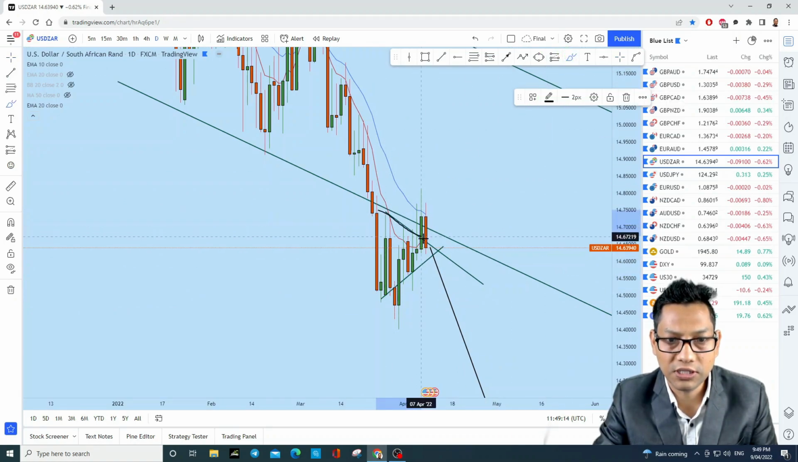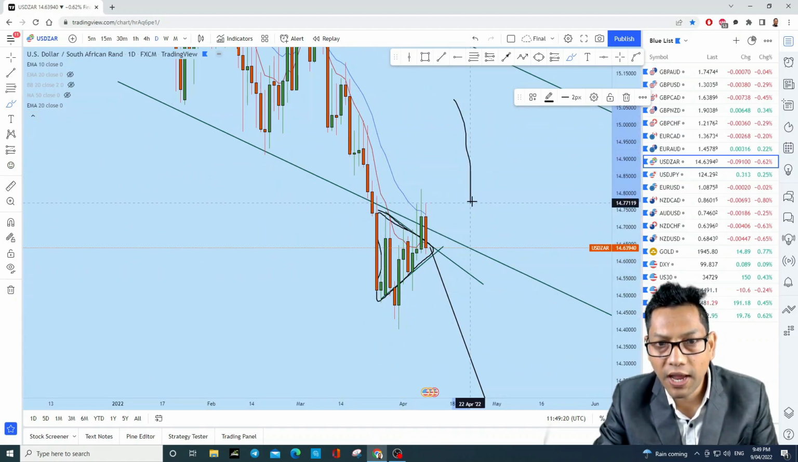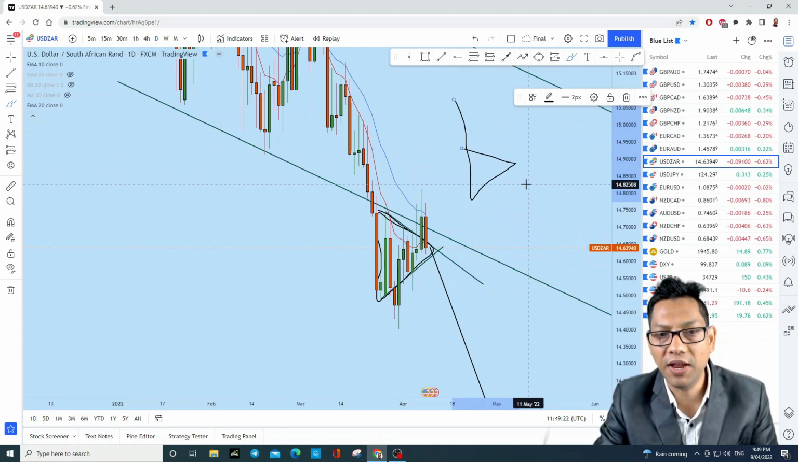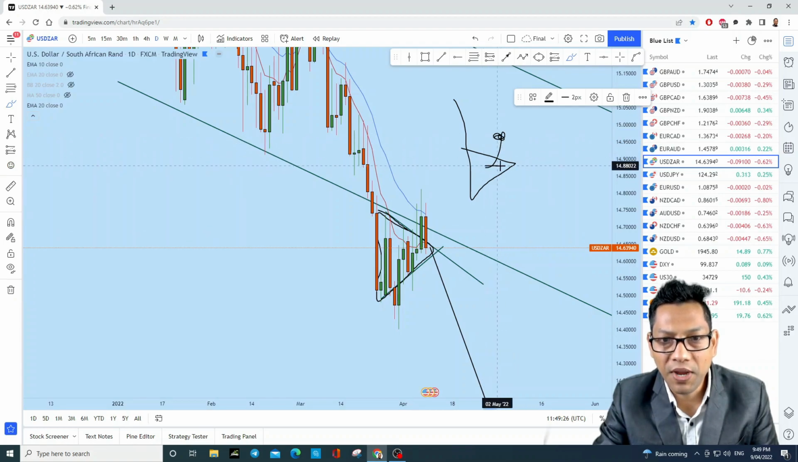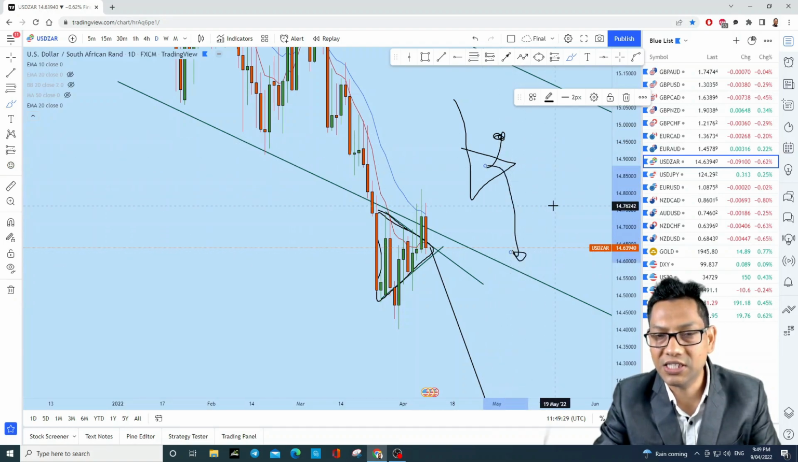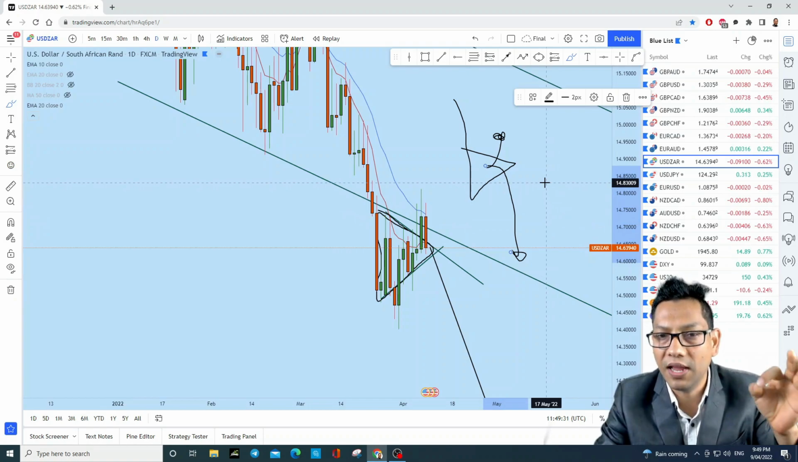So you see this triangular pattern is basically a bearish price action. After this move, you see a move and then a triangle. This is a bearish price action. Now when you see a false breakout to the upside, it means that it will trend to the downside.